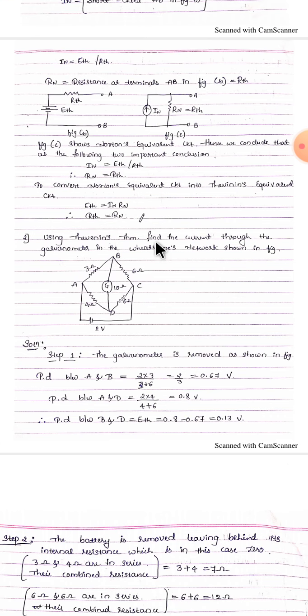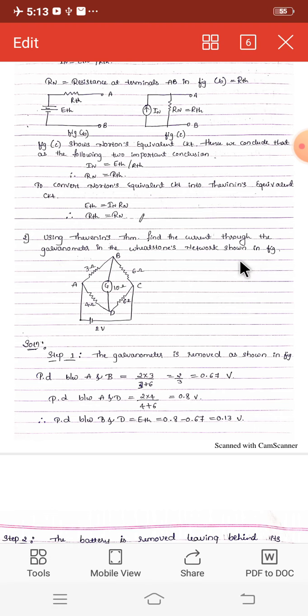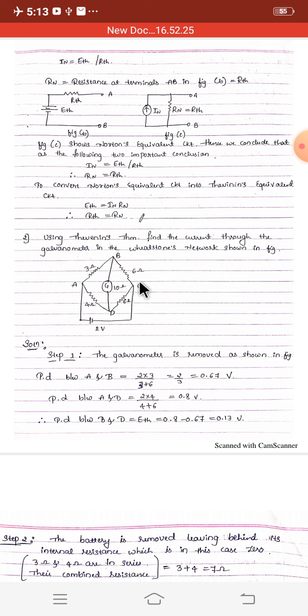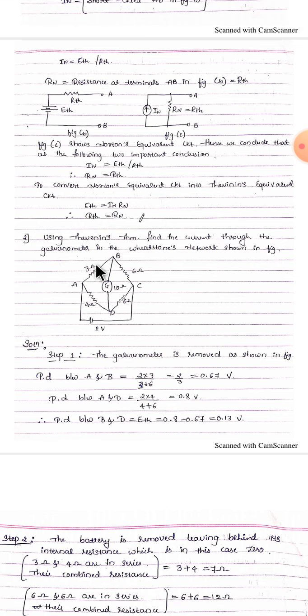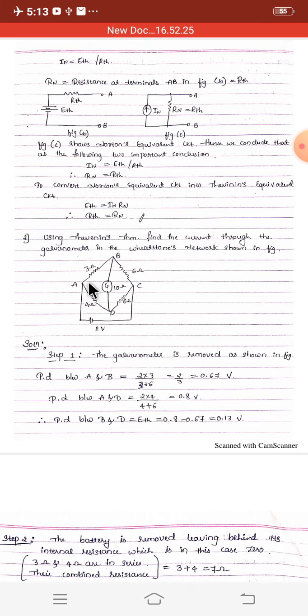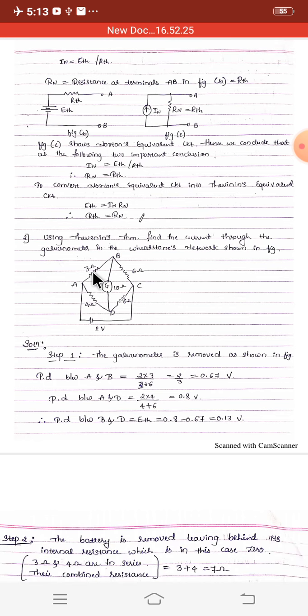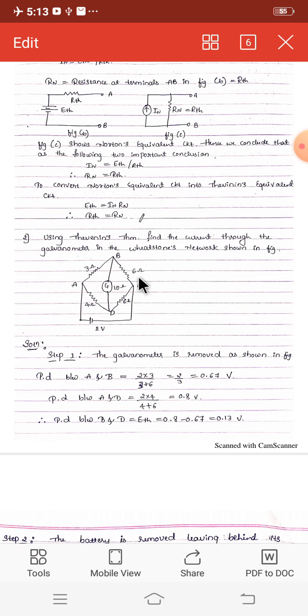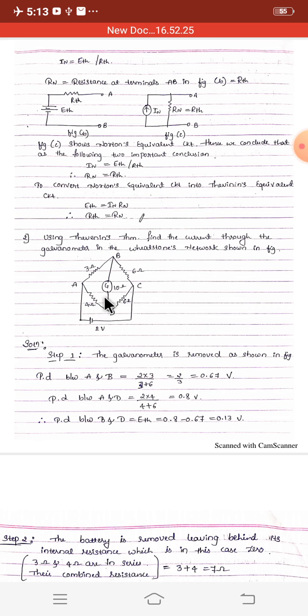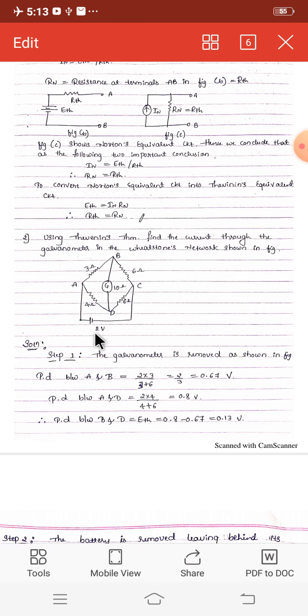Using Thevenin's theorem, find the current through the galvanometer in the Wheatstone network shown in figure. Already you all are familiar with the Wheatstone network from your second PUC. This is the Wheatstone network, means 4 resistors, 1 galvanometer, 1 battery. These are the terminals A, B, C, D. The resistances mentioned are 3 ohm, 6 ohm, 6 ohm, 4 ohm, a 10 ohm galvanometer, and a 2 volt battery.